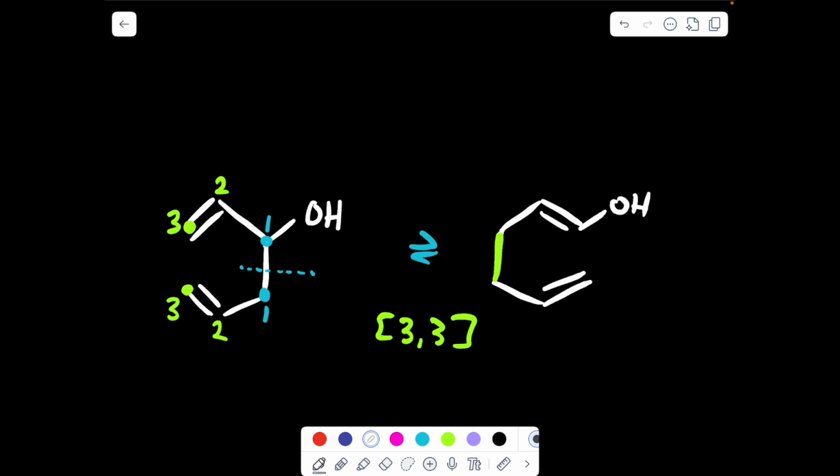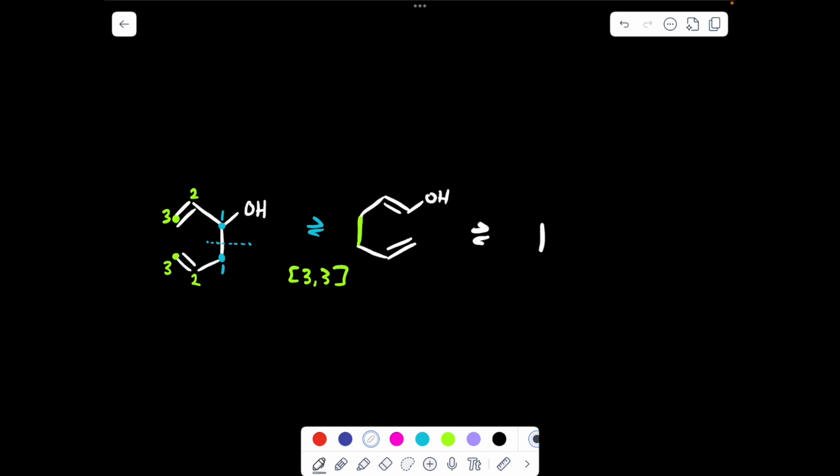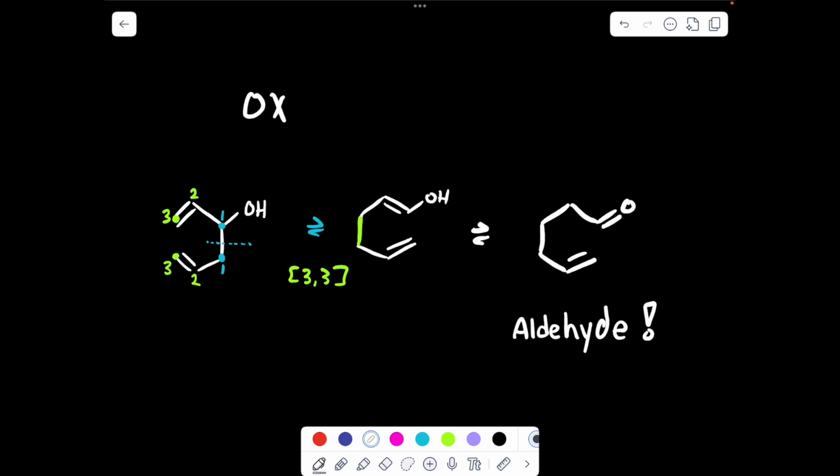But because we have this tautomerization to the aldehyde, this is an Oxy-cope rearrangement. Tautomerization, which is a shimmy, shimmy, shift of a pi bond and a hydrogen. And then we get our aldehyde. This is the Oxy-cope.